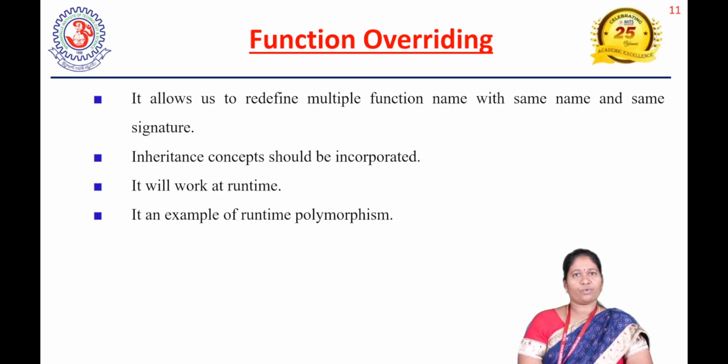Function overriding also has the same signature. It means the same return type, the same function name, the same number of arguments, meaning the total number of arguments will be the same, and the types of arguments will be the same. Everything is the same. So we say it is function overriding. It allows us to redefine the function.